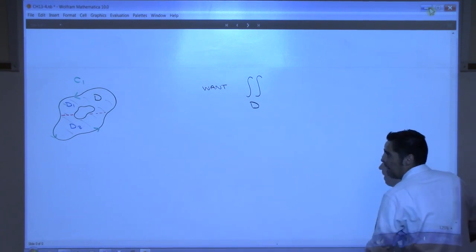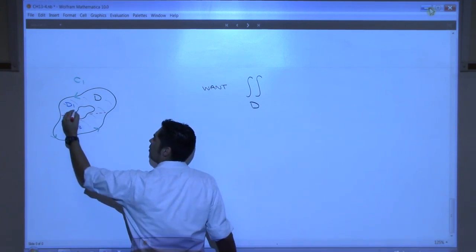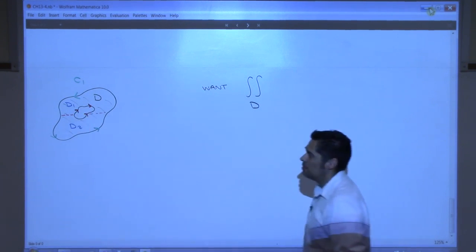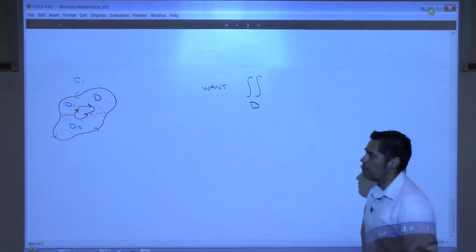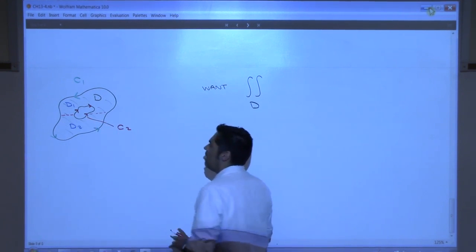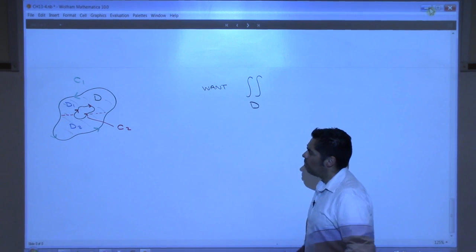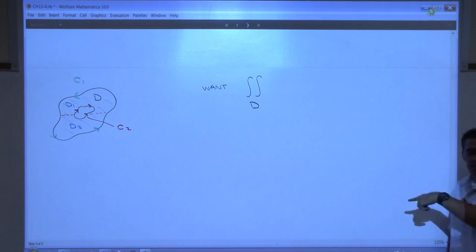I'm going to define another path. I'm going to have to use red because I'm running out of colors here. Another path which is going to go around the smaller inside part, and I'm going to orient that clockwise. I'm going to call this C2. So I have a big region D, which I'm going to cut into two pieces, and I'm looking at two curves on that region, one that goes around the outside and one that goes around the inside. One of them is positively oriented, the other one is negatively oriented, right?